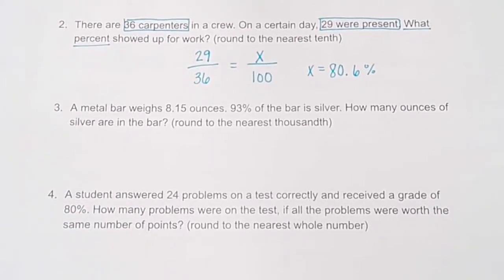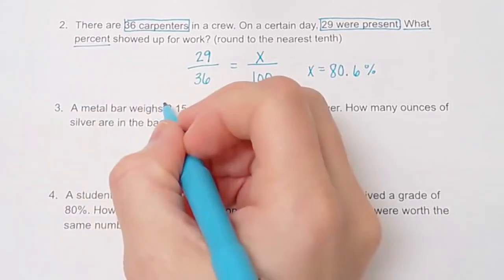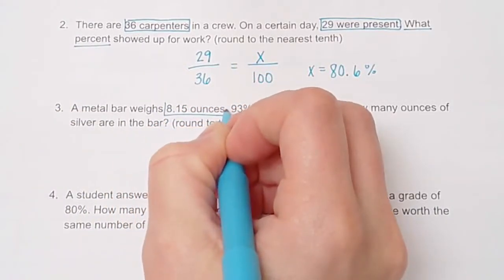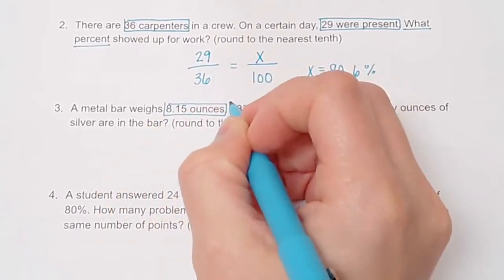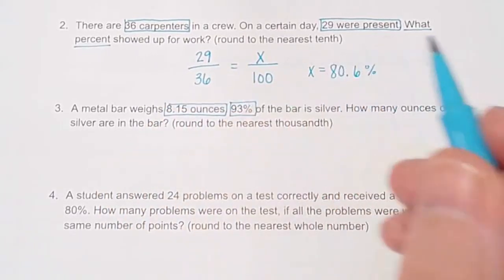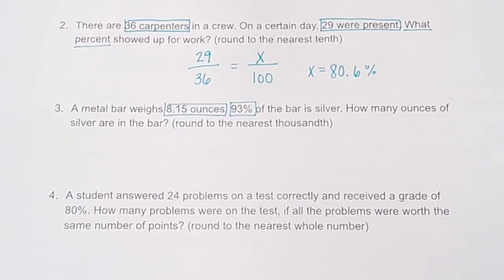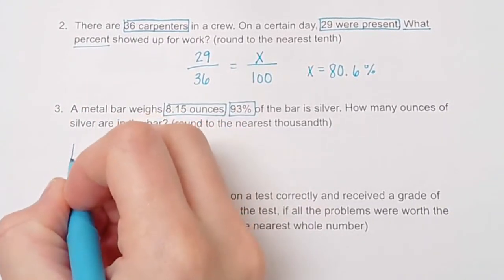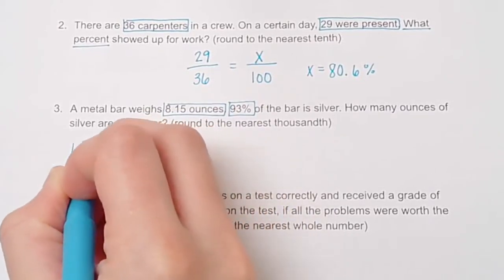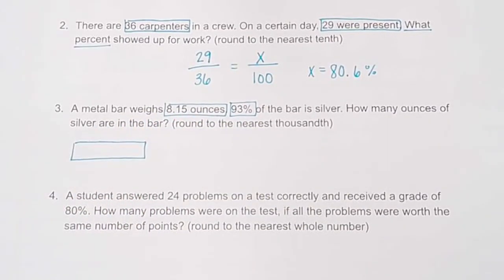Next one. A metal bar weighs 8.15 ounces. 93% of the bar is silver. How many ounces of silver are in the bar? Round to the thousandth. Okay. So let's talk about what's important. I've got this 8.15 ounces. I've got this 93%. And it says how many ounces of silver are in the bar. Okay, so this one's kind of hard to visualize, but think about it if you've got a metal bar. So I'm just going to draw a metal bar real quick. Okay, the whole thing weighs 8.15 ounces.